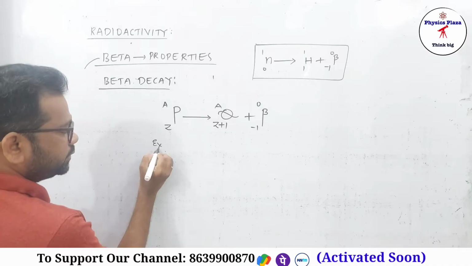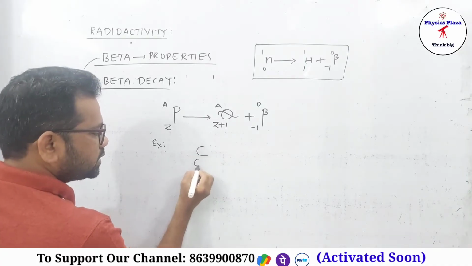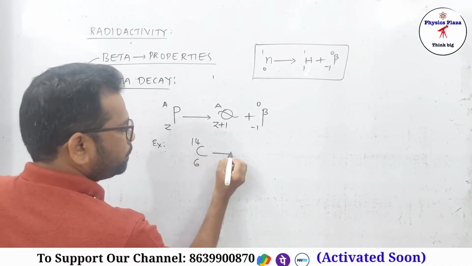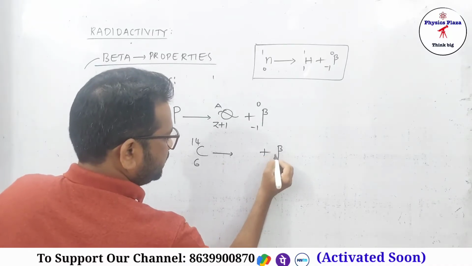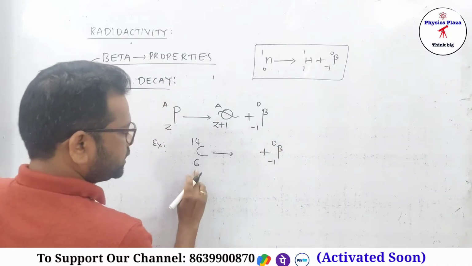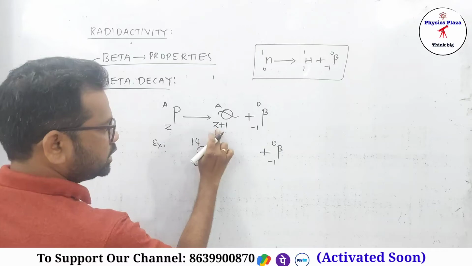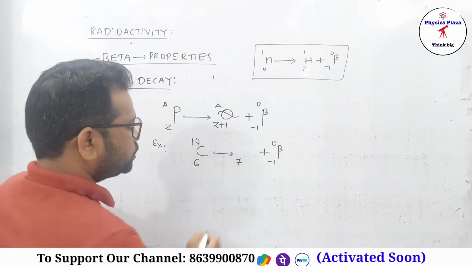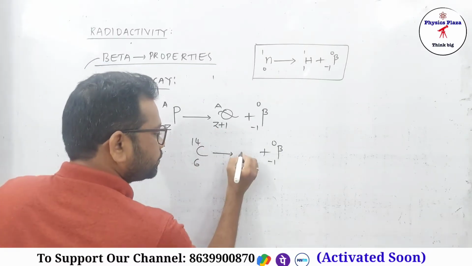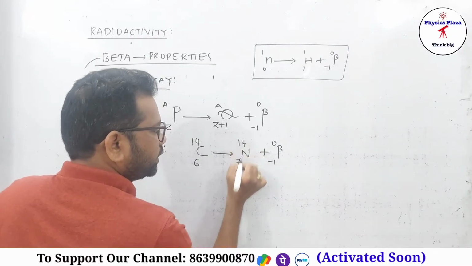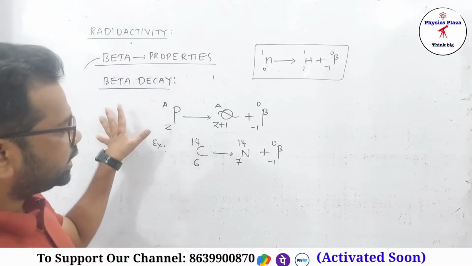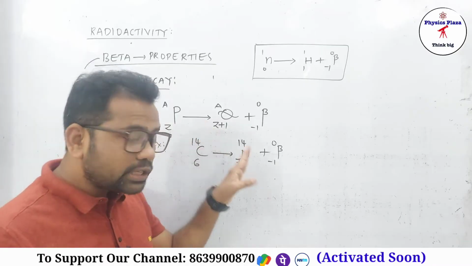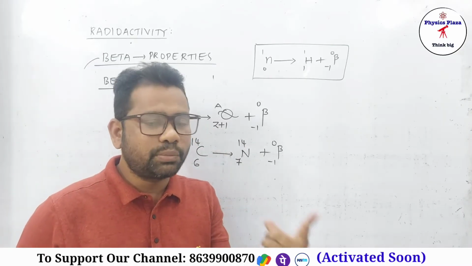So let us see an example. Carbon 14, C-6-14, emitted one beta particle. So here 6 minus (-1), atomic number should increase by 1, so it is 7. The atom with atomic number 7 is nitrogen, nitrogen 14. So during a beta decay, atomic number is increased by 1 and there is no change in mass number.